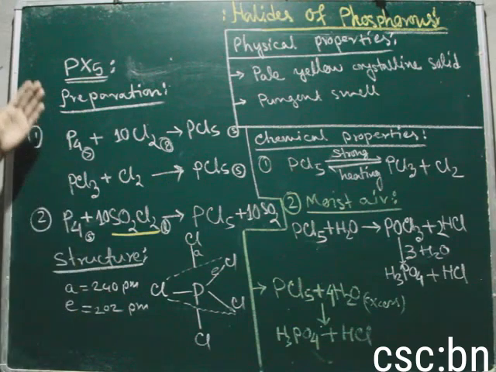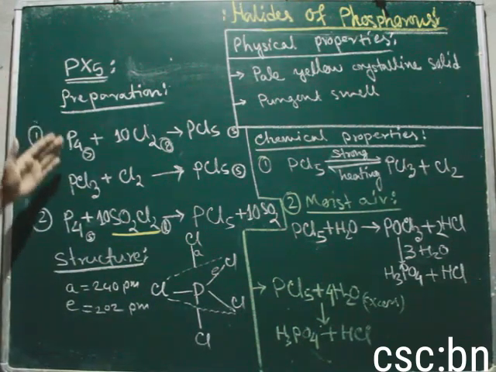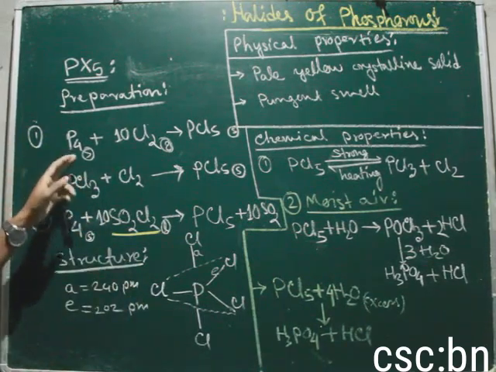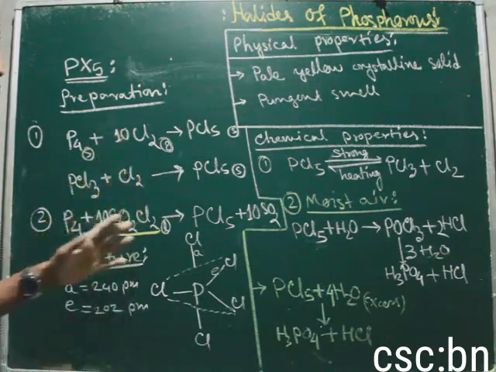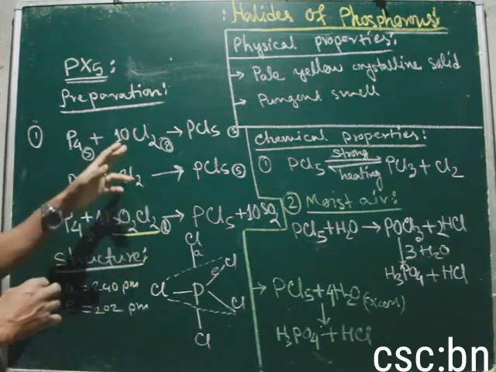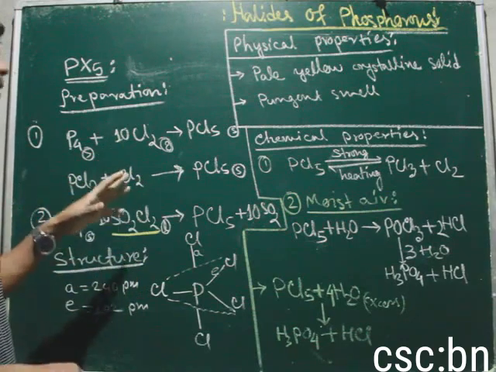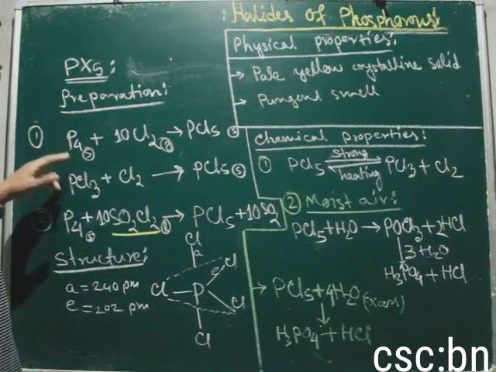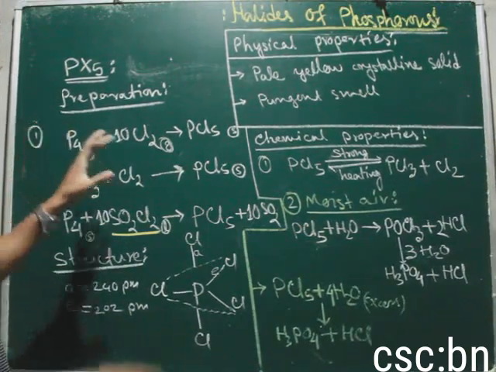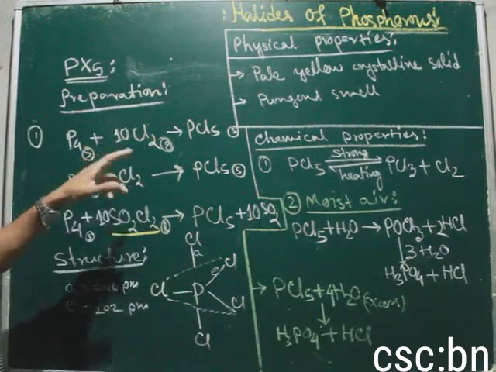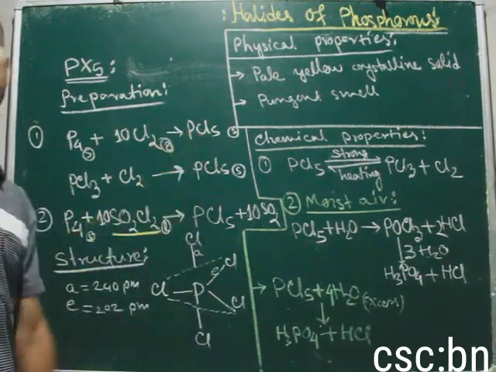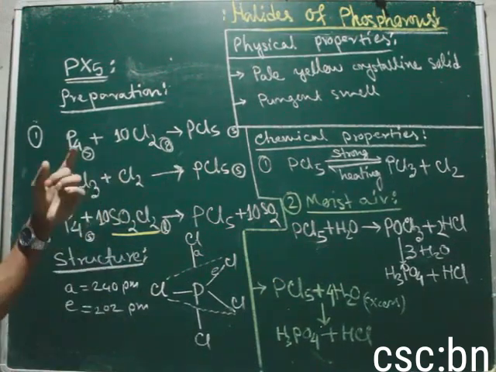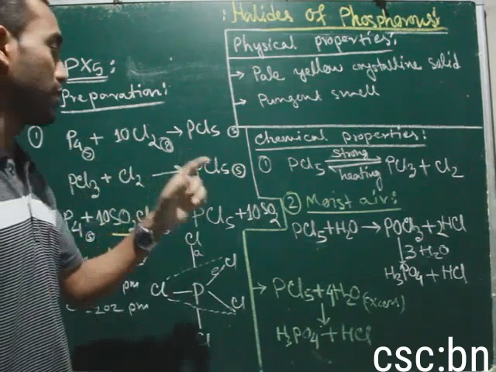Now first of all is preparation. So how can we prepare? We have PCl3 from P4 reacting with chlorine. If you react P4 with excess chlorine, then you will find PCl5. Again, if you combine PCl3 with chlorine, there will also be formation of PCl5.